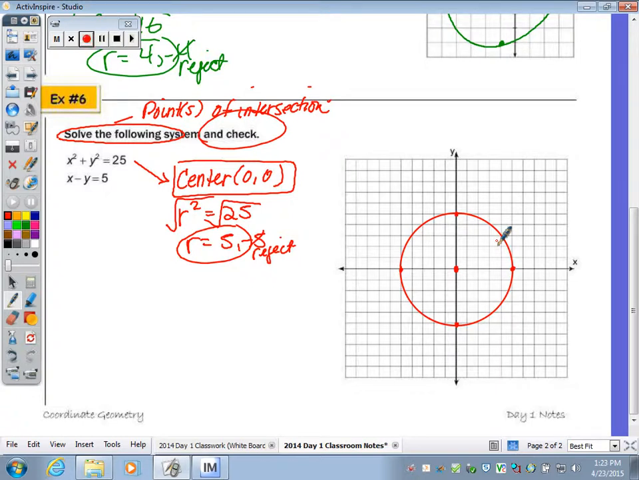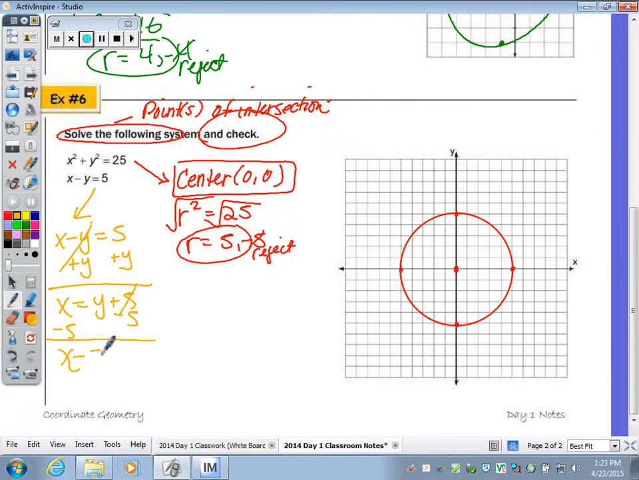So there's the circle, and then with the line, again, you just want to put it in y equals mx plus b form. So the line has an intercept of negative 5, a slope of 1. You can copy down your table for a line if you'd like to, but starting at negative 5, we're going to go up 1 over 1, and we're going to have 2 points of intersection.